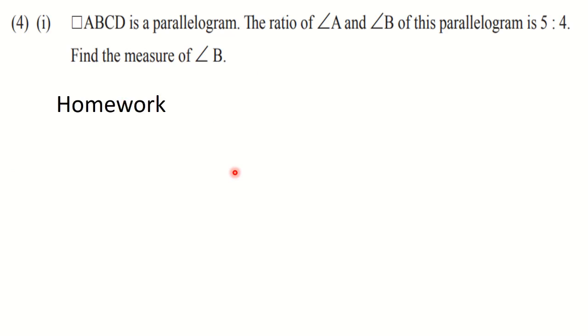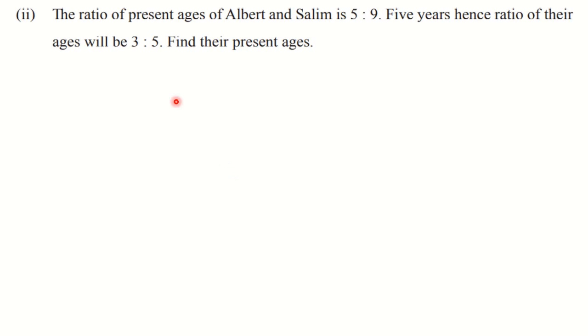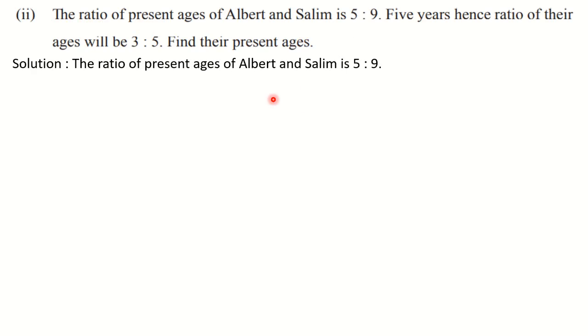I am solving question number 2, which is related to ages and a little bit different. So let us go towards question number 2 here. The ratio of present ages of Albert and Salim is 5:9. 5 years hence, the ratio of their ages will be 3:5. Find their ages. Now you know that in such questions we always have to write the first statement from the question itself. So when you write down the solution, always copy down the first statement as it is.